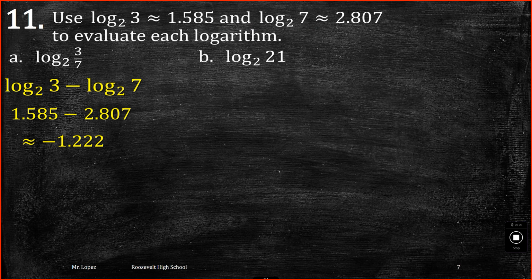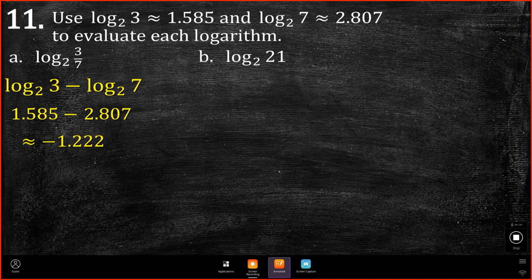B. 11B. Log base 2 of 21. We want to use the given information to evaluate this. How would you rewrite this log base 2 of 21 in order to use the given information? Anybody? We're going to go from 1 log to 2 logs by using the product property. Product property is going to be what?